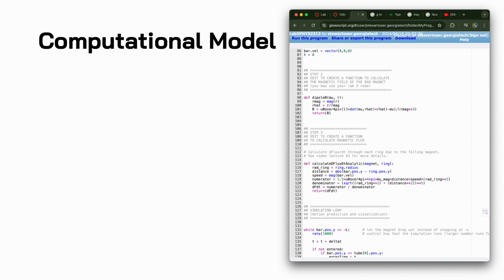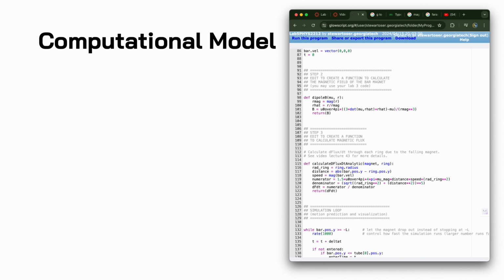In my computational model, I developed two functions here. We have dipole B and calculate d flux dt analytic. Dipole B calculates the magnitude of the magnetic field. We see there, we return B, which with Biot-Savart's law is mu 0 over 4 pi times 3 times the dot product of mu and r hat times r hat minus mu, over r mag to the third power. So that calculates the vector B, which is the magnetic field.